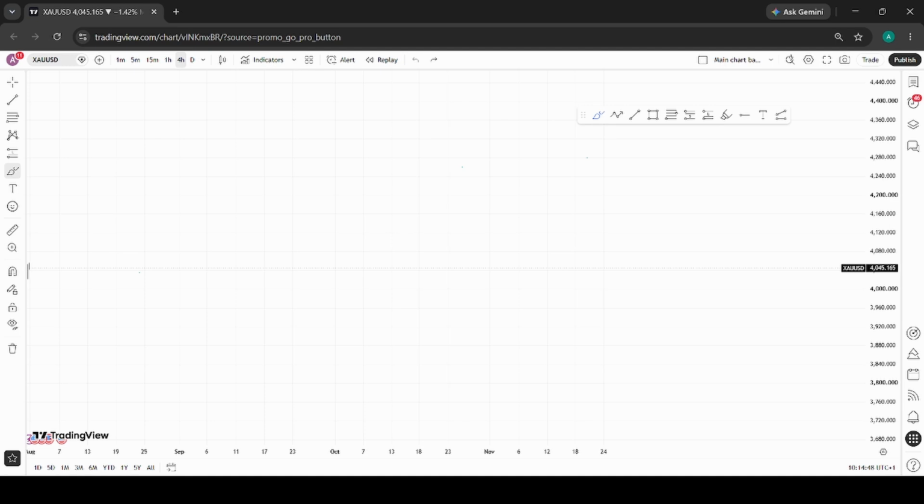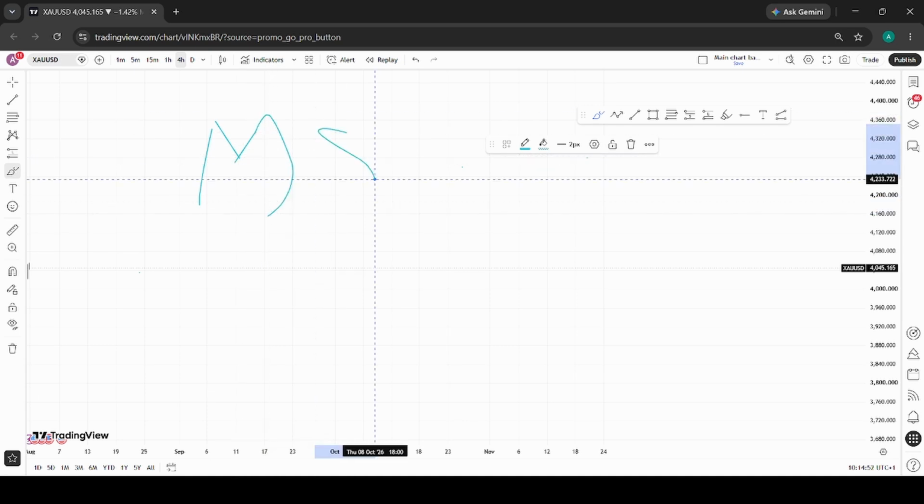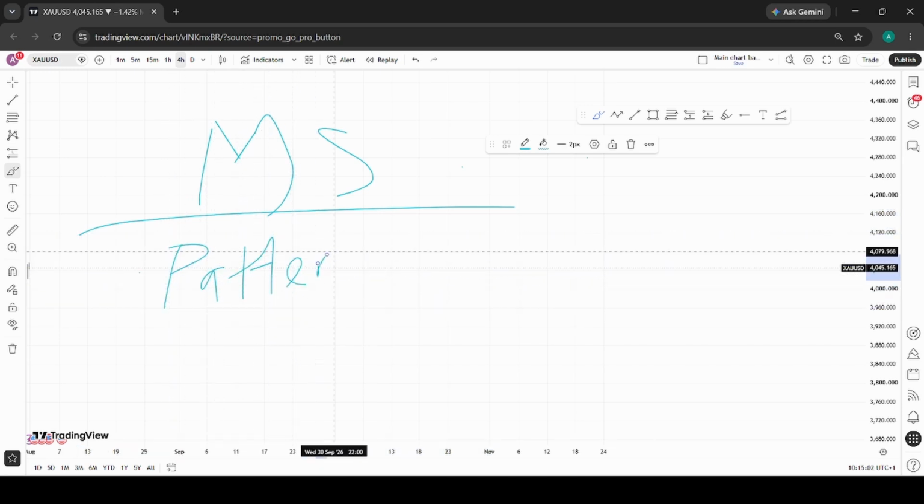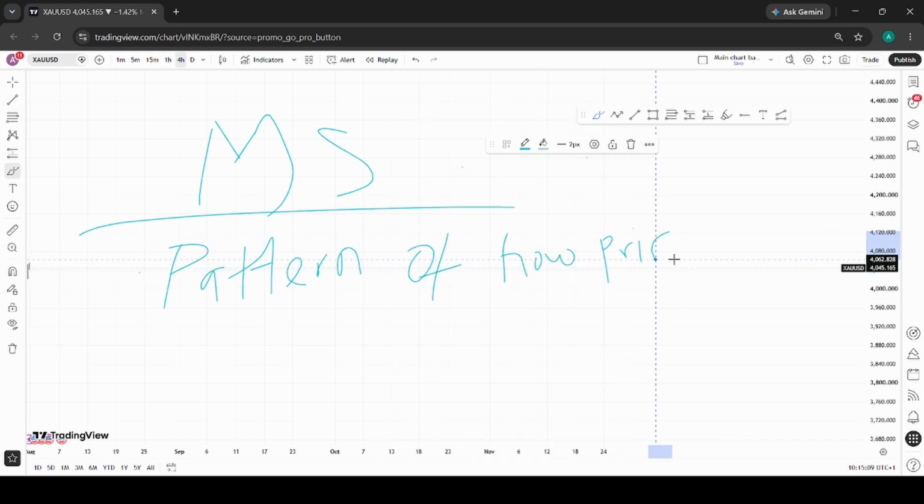So let me give you a quick recap of what I've been saying. I started by saying what is market structure. This is a simple form of writing market structure. And I said that market structure is the simple overall pattern of how price moves over a period of time. That is, how is this price moving? Is this price going up? Is this price going down? Is this price consolidating? This is a simple definition of market structure.